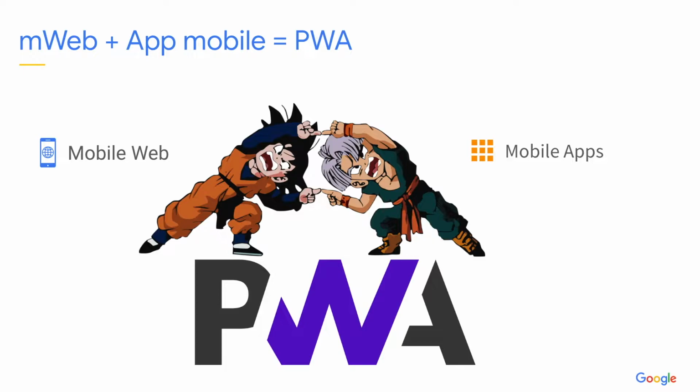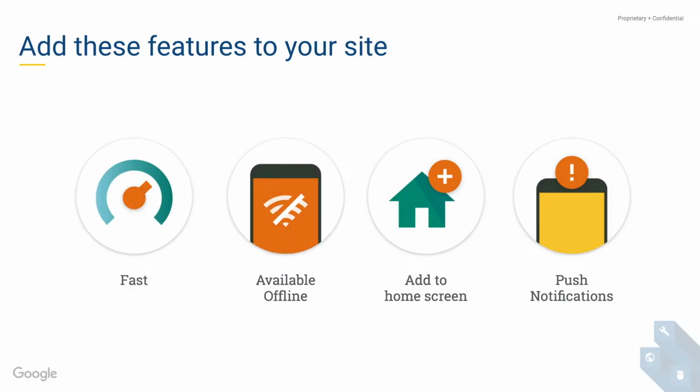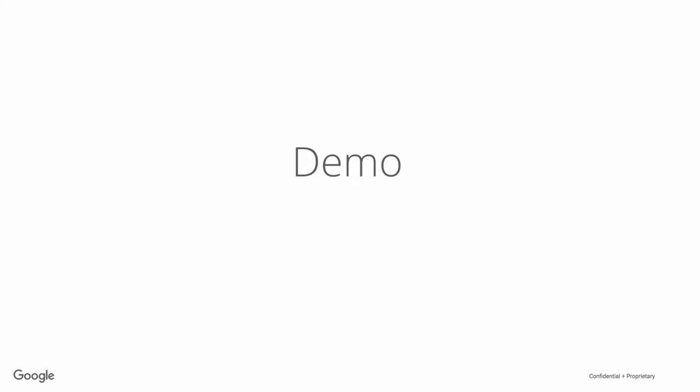So the idea of progressive web apps is to make a fusion between the native mobile apps and the mobile web, and to add to a given website the speed, the offline capacity, the add to home screen feature, to make the app more visible, and to make the website more engaging, as well as the push notifications. So let's see a quick demo on what the progressive web app looks like.